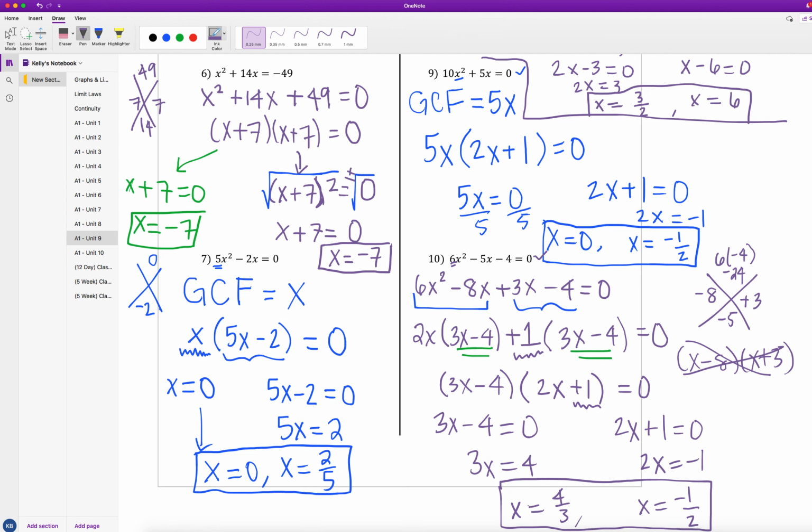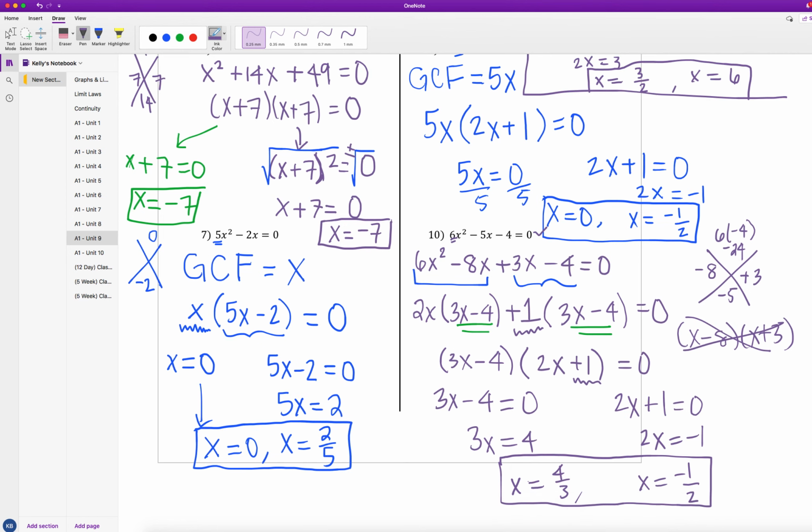Once we have our equation in factored form, what the zero product property tells us is that I get to set each factor equal to 0. Then I can solve each one of those linear equations to get my final answer.